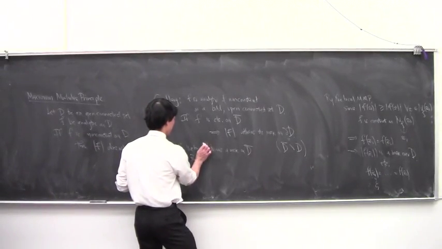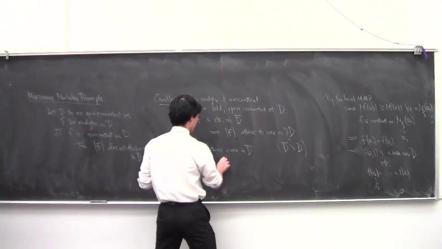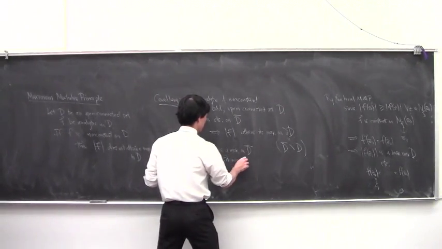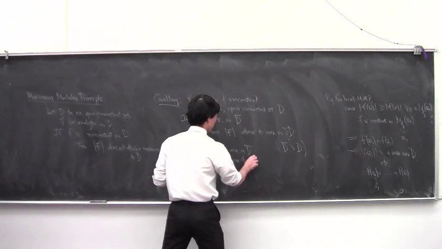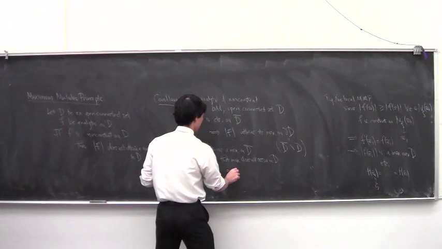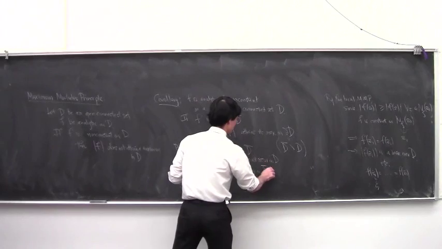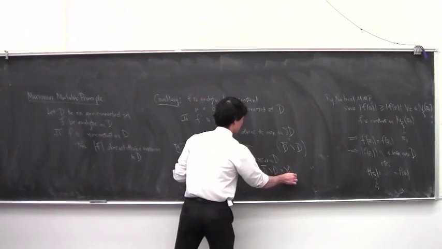Right. By the max modulus principle, that max is not inside D. So it occurs on the boundary.